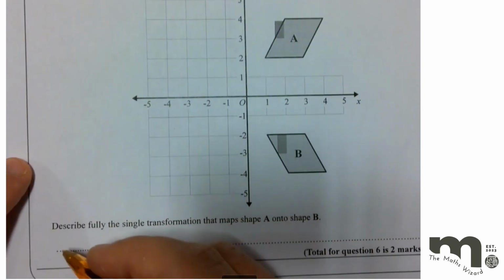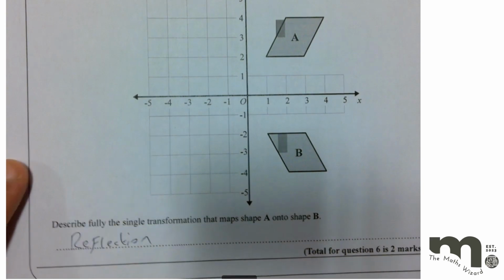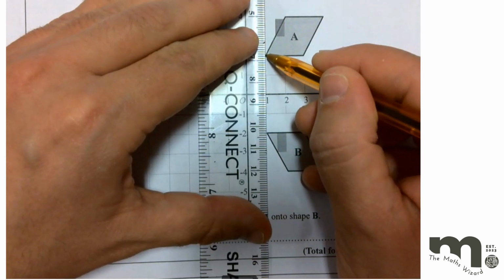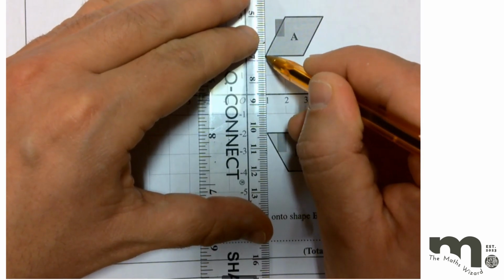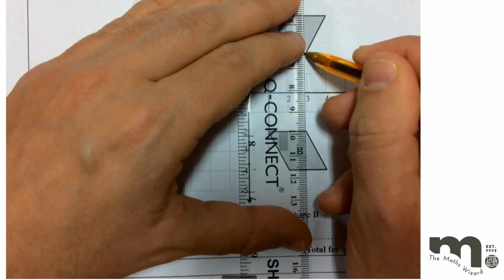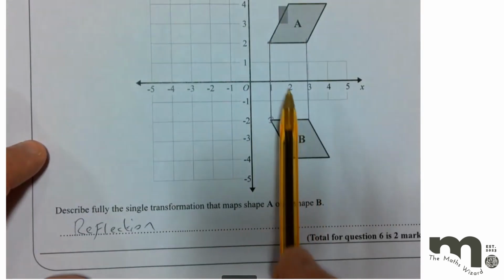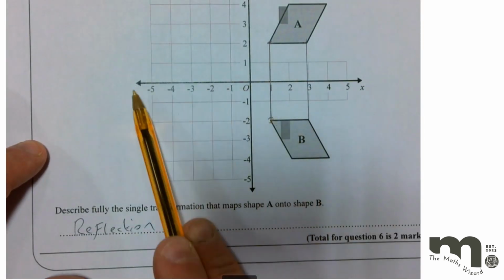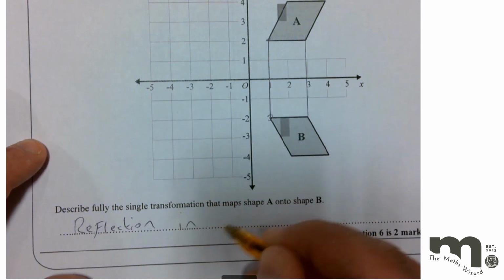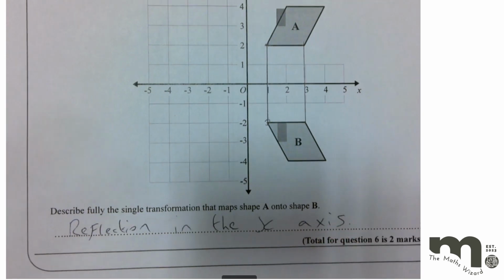But when we describe a reflection, we've got to write down reflection, and we've got to write down where the mirror line is, essentially. So if we look on this one, we can join up some of the points if you like. So we've got one there, we've got that one there, and we can see that there's 2 squares there, 2 squares there. So the halfway point is this x-axis. So we would just write down reflection in the x-axis for this particular one.